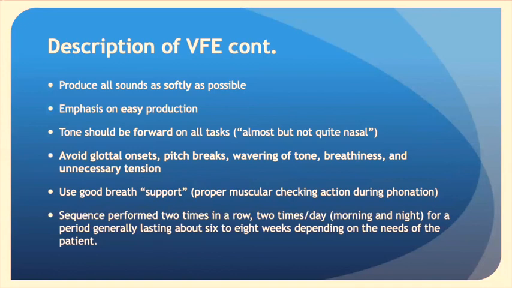So you produce all sounds as softly as possible. There's an emphasis on easy production. The tone should be forward on all tasks, almost, but not quite nasal. So there should be a sensation of vibration in the bony structures of your anterior face or your maxilla, kind of behind the nose, kind of a vibratory sensation. Avoid glottal onsets, pitch breaks, wavering of tone, breathiness, and unnecessary tension. Use good respiratory support. The sequence is performed 2 times in a row, 2 times a day, morning and night, for generally 6 to 8 weeks.